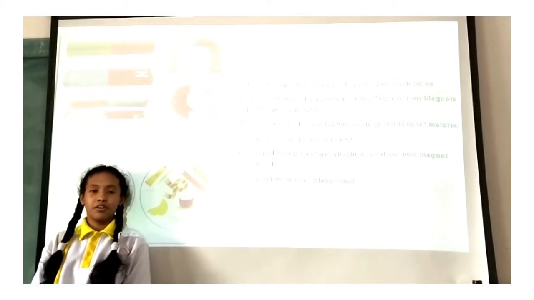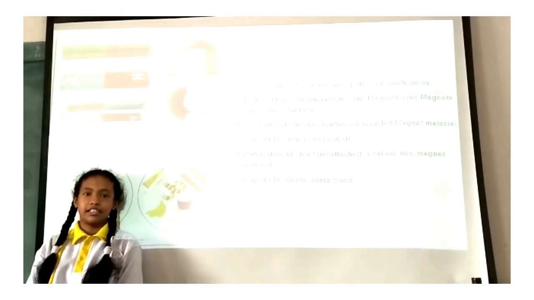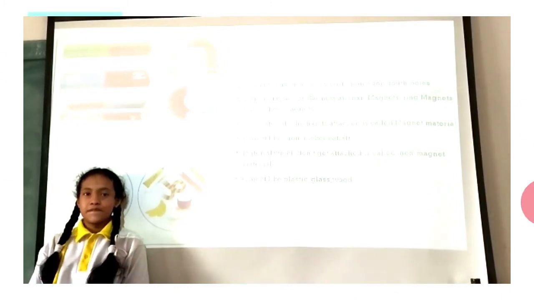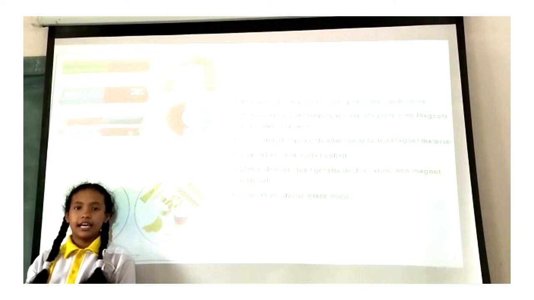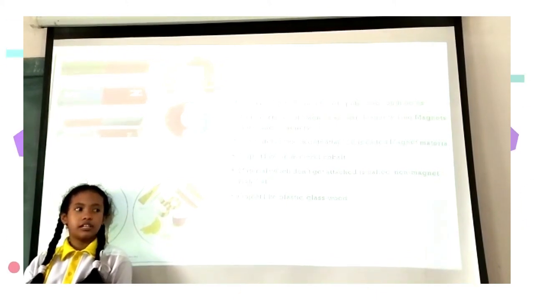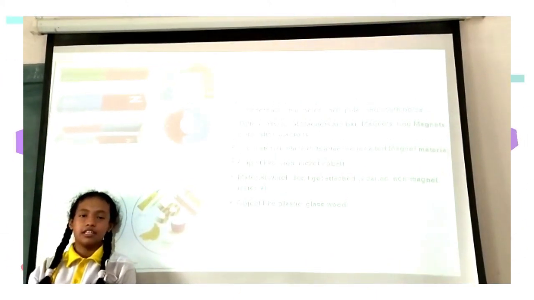Different types of magnet: bar magnet, horseshoe magnet, ring magnet. And materials which do not get attracted to a magnet are called non-magnetic materials. Objects like plastic, wood, glass are called non-magnetic materials.